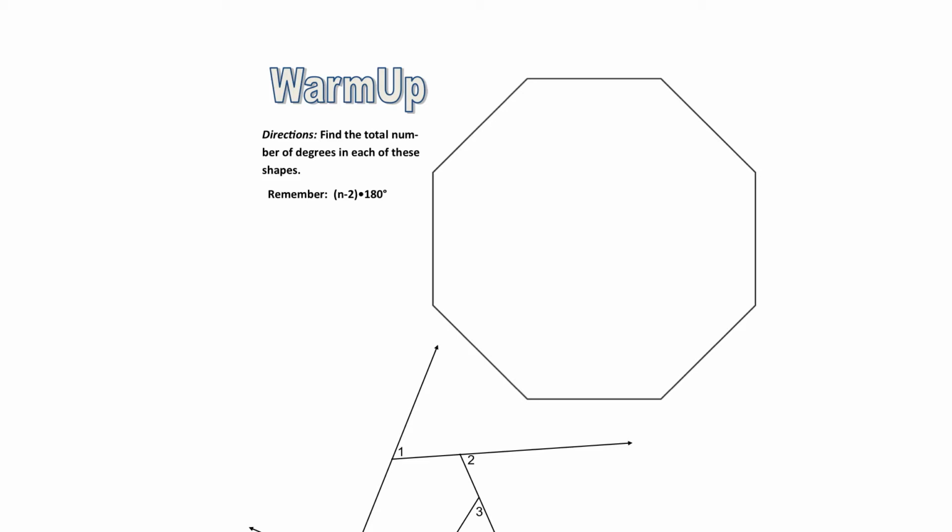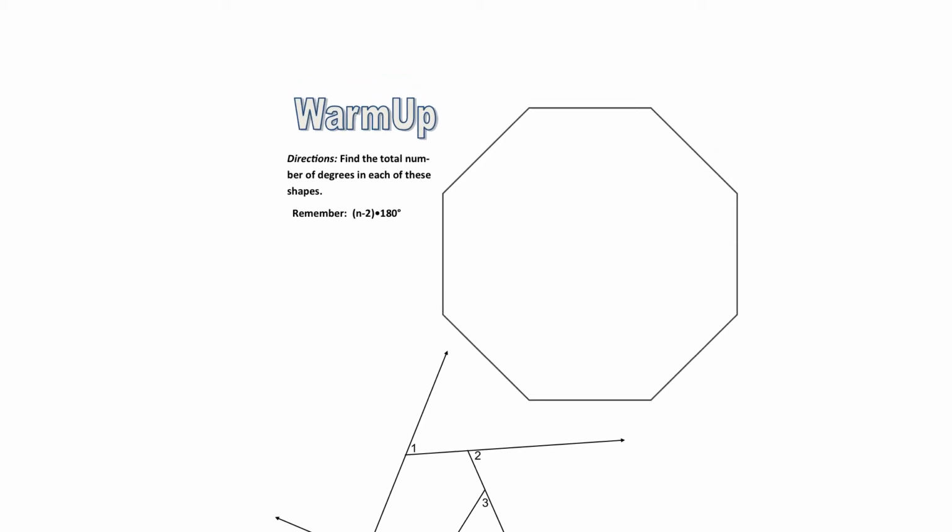Alrighty. So on this first one, how many sides does this have? 8 sides. What do we call that? Okay, this is an octagon. Now what I want you to do is to find the total number of degrees in this octagon.